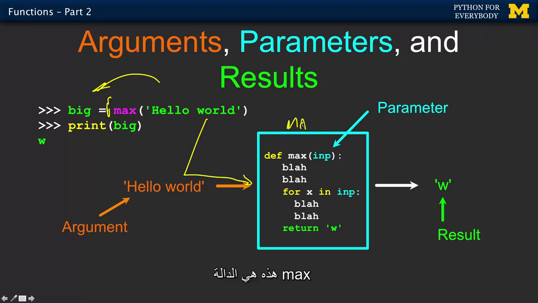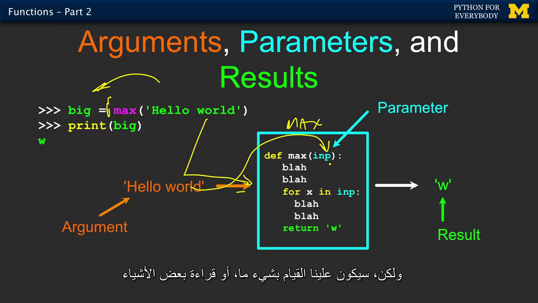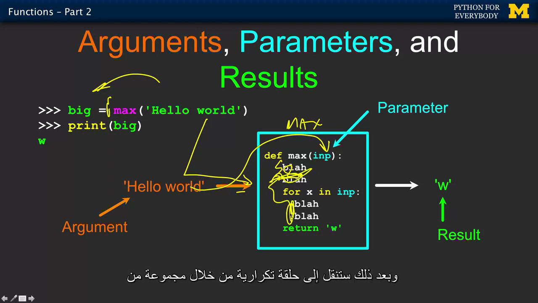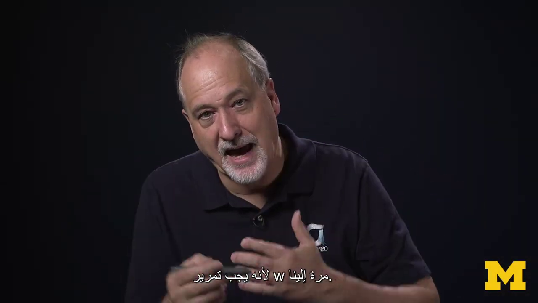Here's the max function, right? And so hello world comes into max as some parameter. We don't know what it's named inside max. We really don't care, but it's going to do something, read some stuff, check to see if it's a string or something, and then it's going to loop through a bunch of stuff and figure out what the largest thing is. Figure this out, read through, pick the W as the largest one, and then it's going to execute a return statement because it has to pass back the W to us, right?